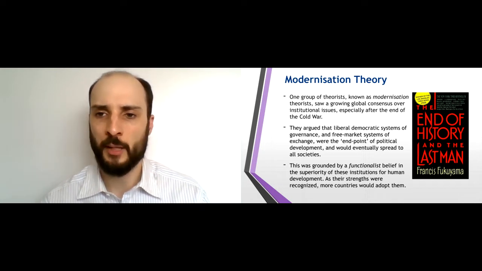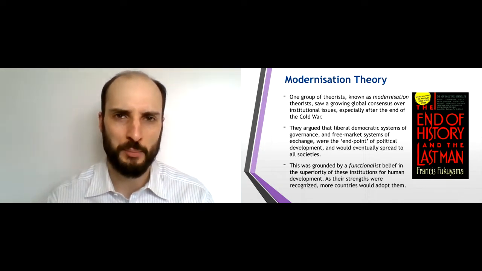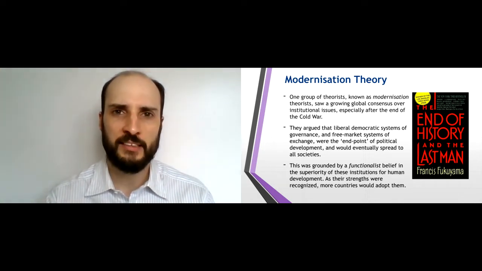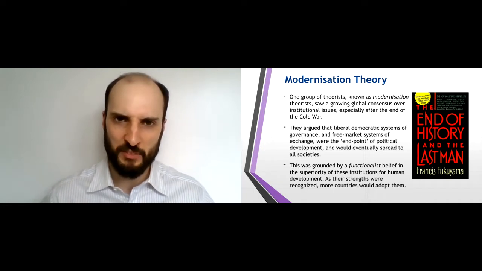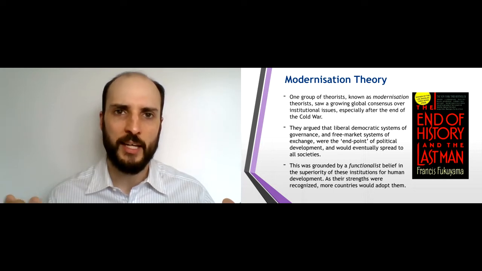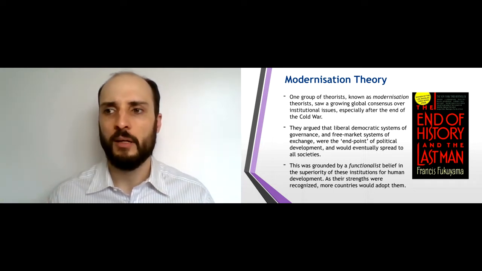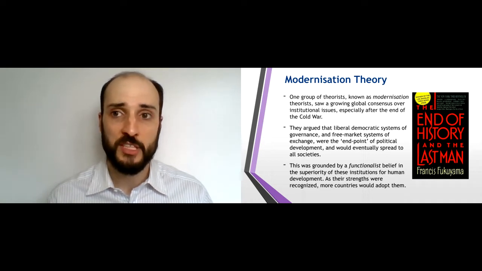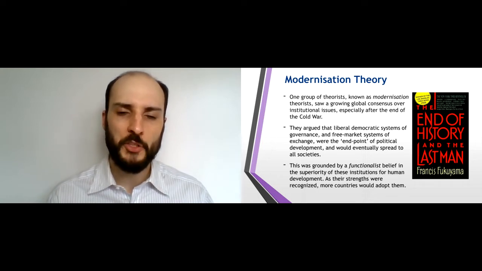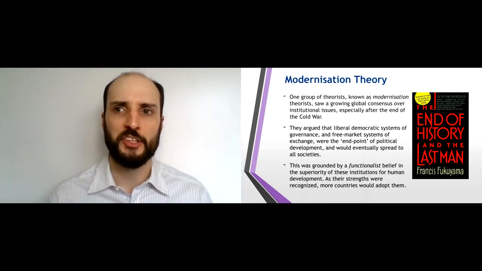And Fukuyama used the term the end of history because he believed that we would really start to see an end of political conflict. We'd no longer see these big civilizational divides between, say, capitalism and communism. Rather, everyone would eventually come to agree that liberal democracy and free market capitalism were the best ways to organize a society. You can see how this would reflect a very functionalist belief.